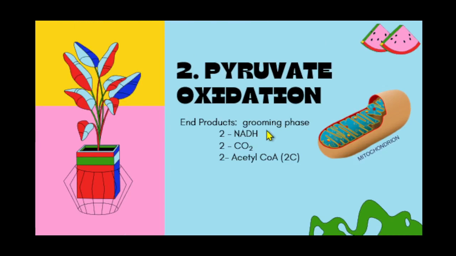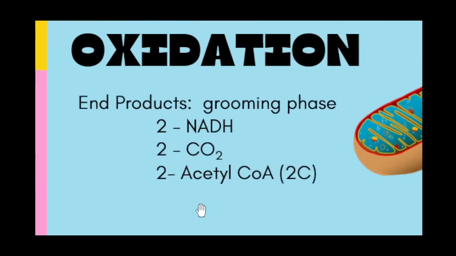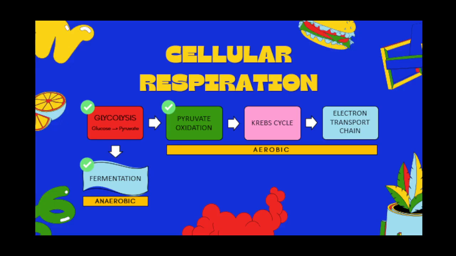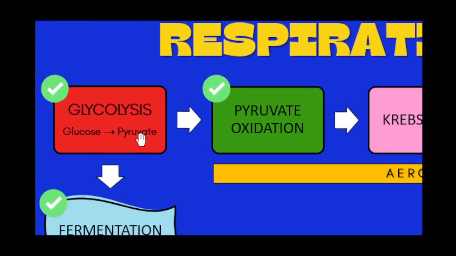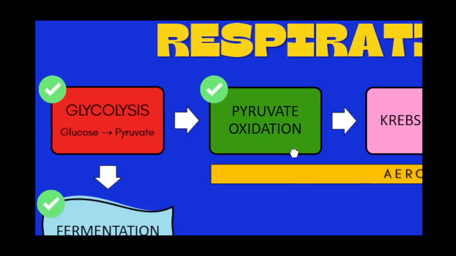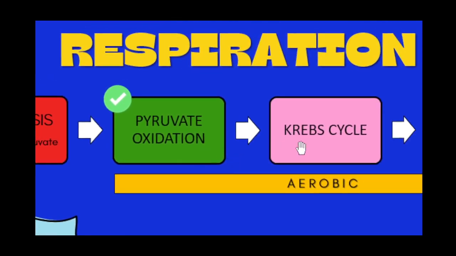Okay, so these are the end products of pyruvate oxidation, or it can also be called the grooming phase. We have 2 molecules of NADH, 2 molecules of carbon dioxide, and 2 molecules of acetyl-CoA that has 2 carbons each. So after glycolysis, from glucose to pyruvate, we have the pyruvate oxidation where we converted pyruvate into acetyl-CoA, right? So what's next? We have the Krebs cycle.